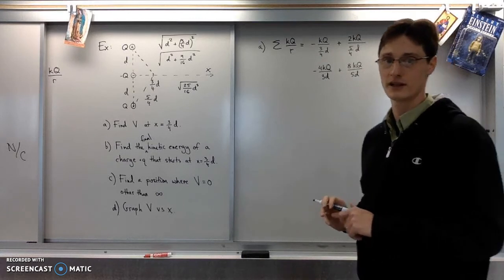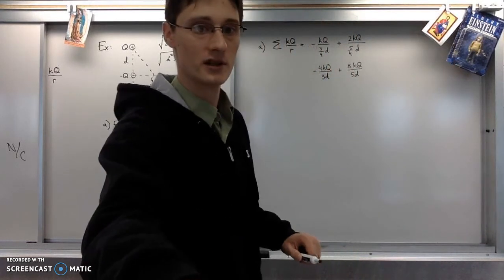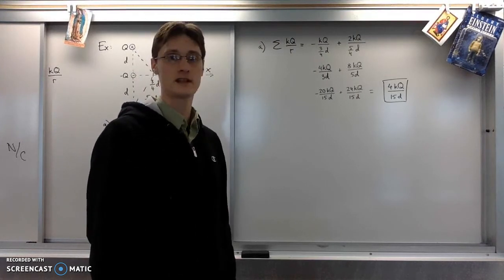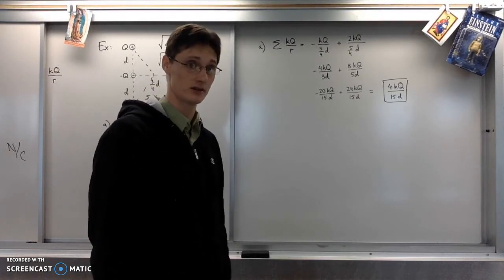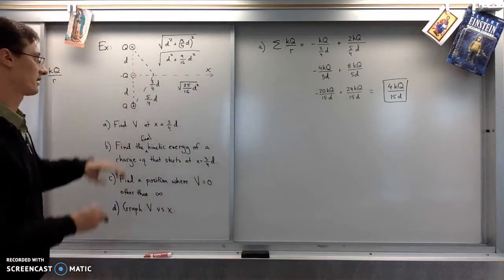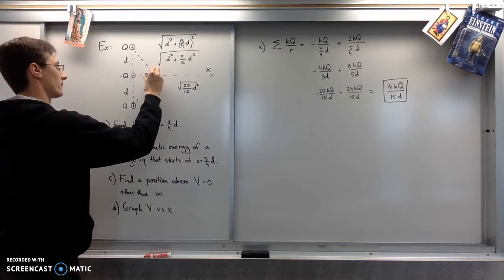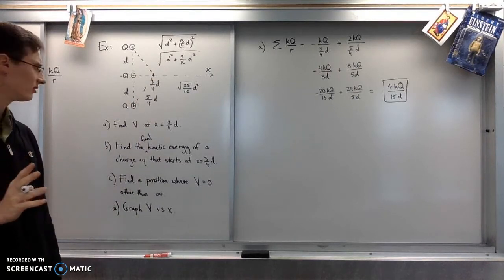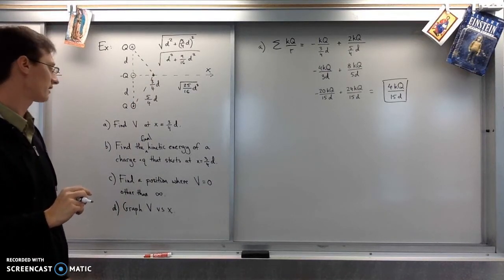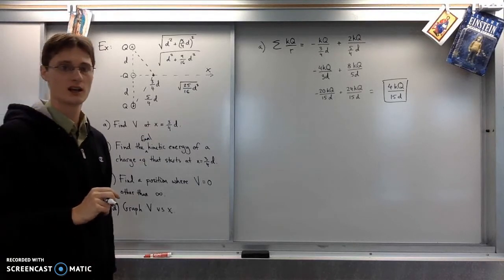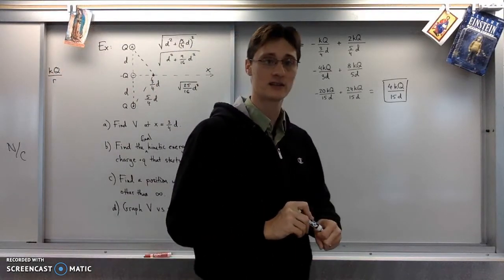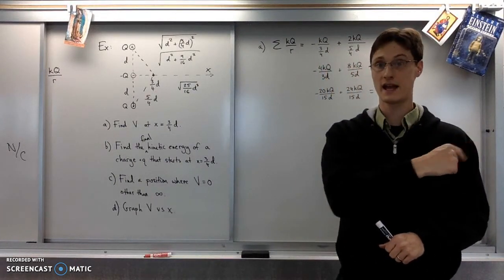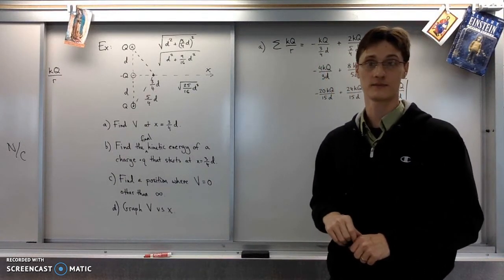And let me pause the video so we don't waste time. We'll just combine fractions. And there we have it. 4KQ over 15D is the potential at this particular point along the x-axis. All right. Part B wants to know, it says the final kinetic energy of a charge plus Q that starts at that position. All right, well, if it's the final energy, they must be implying that it's going to go all the way to infinity.